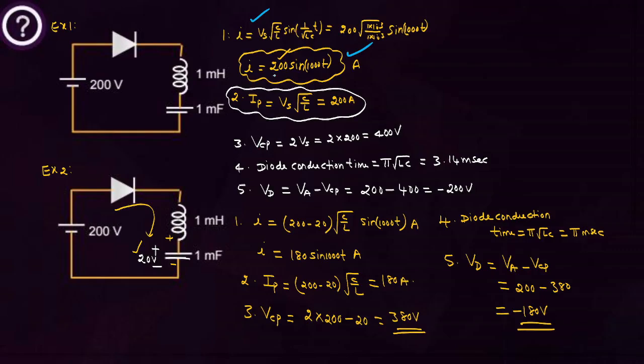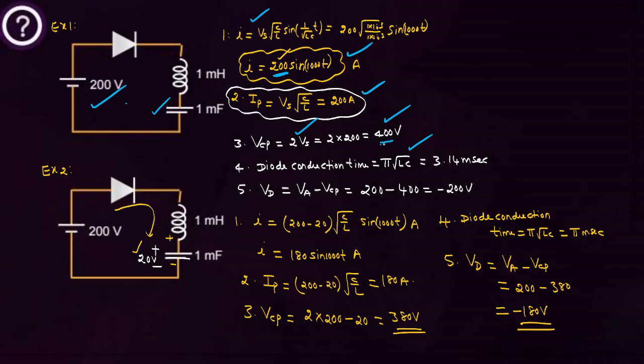What is the peak current expression? This is directly the peak current. If you want to calculate separately, Vs into square root of C by L. What is the peak voltage? If there is no initial voltage across the capacitor, it is 2 Vs: 2 into 100, 2 into 200, 400 volts. What is the diode conduction time? If there is no initial current in the inductor, it is pi root LC only. What is finally the diode voltage? Supply voltage and peak voltage across the capacitor. What is the supply voltage?